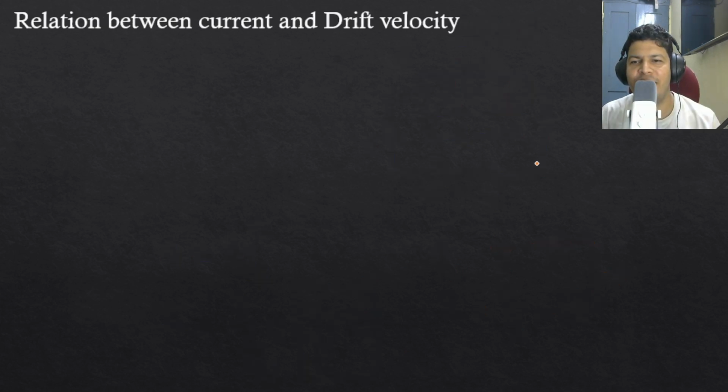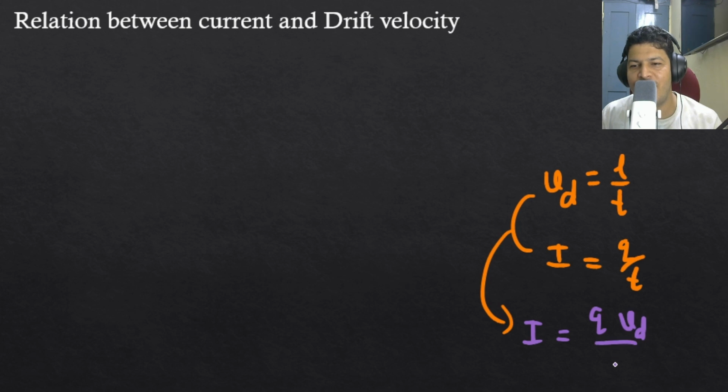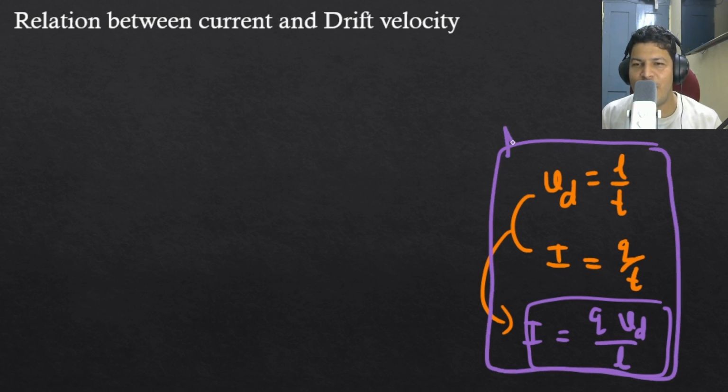So the basic thing is the formula: Vd is length upon time, and the second is current equals charge upon time. Using these two, you will get current equals charge into Vd divided by length. So this is the method. If you know this method and remember this part, you can derive the relation.